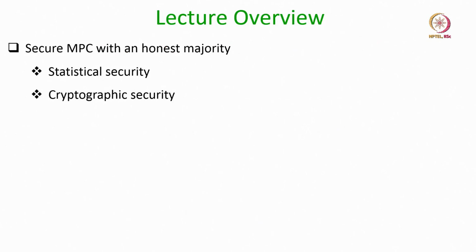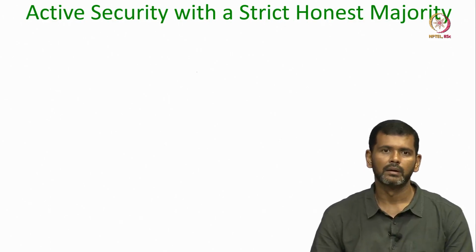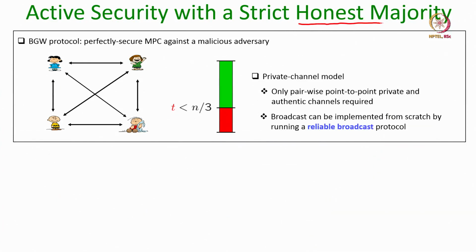So, in this lecture we will discuss secure MPC in the honest majority setting, namely statistical security and cryptographic security. If we focus on MPC with honest majority, where the majority of the parties are guaranteed to be honest, then our focus till now was on perfect security, where the adversary was computationally unbounded and we want all the properties to be achieved in an error free fashion.